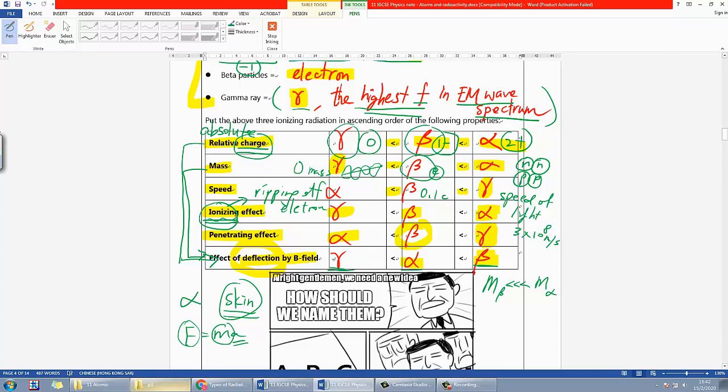So that means the curvature will be much greater than alpha. And for gamma, actually there is no effect at all, and that is again because of its nature, that they have no charge, so they won't deflect.